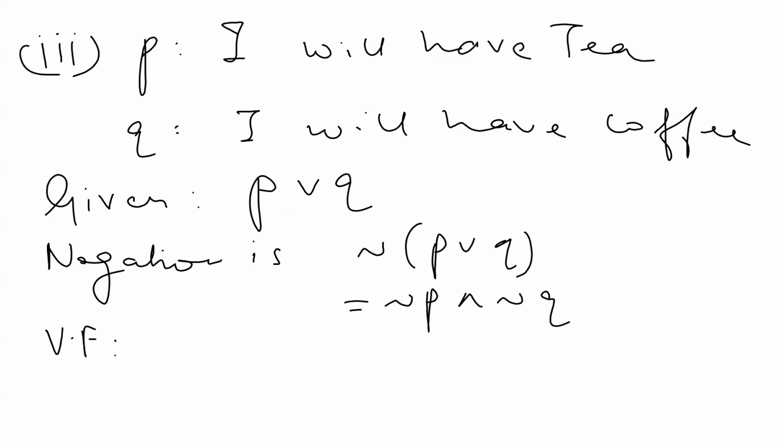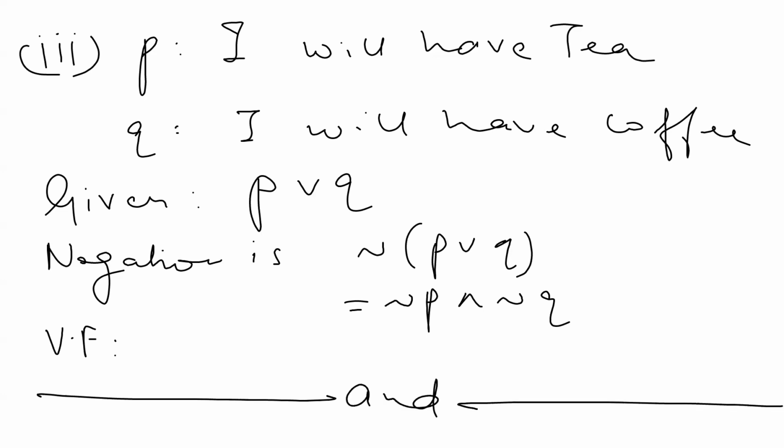Verbal form. Can someone try? Rylan, will you try? So I will not have tea and I will not have coffee. Correct. We need not be grammatically correct. This is not English exam. I will not have tea क्योंकि negation भी है, and I will not have coffee.